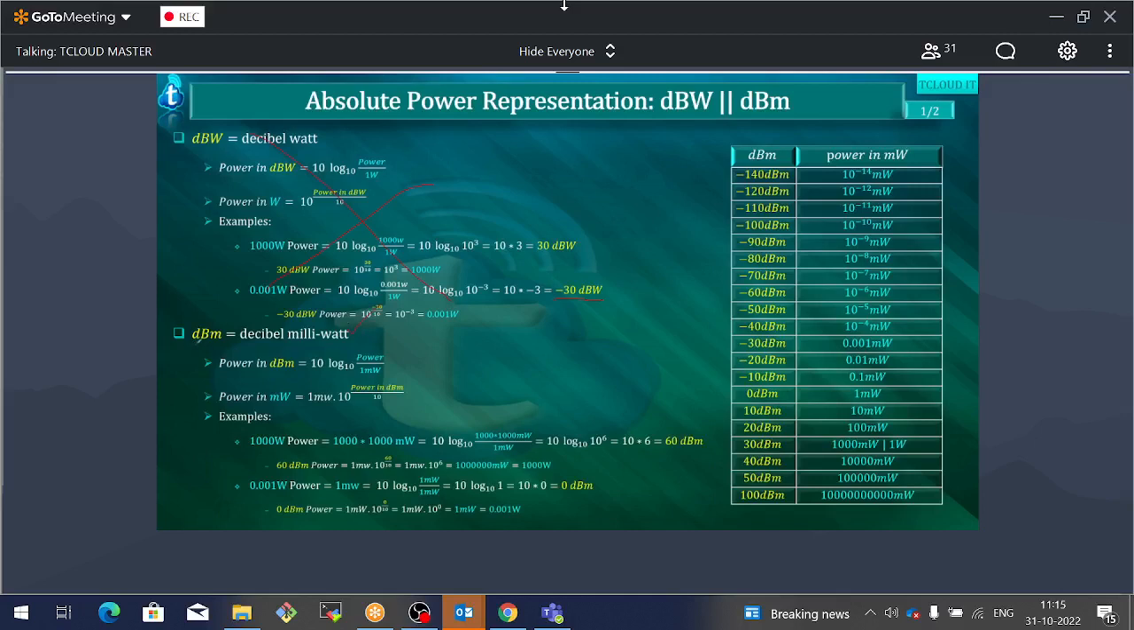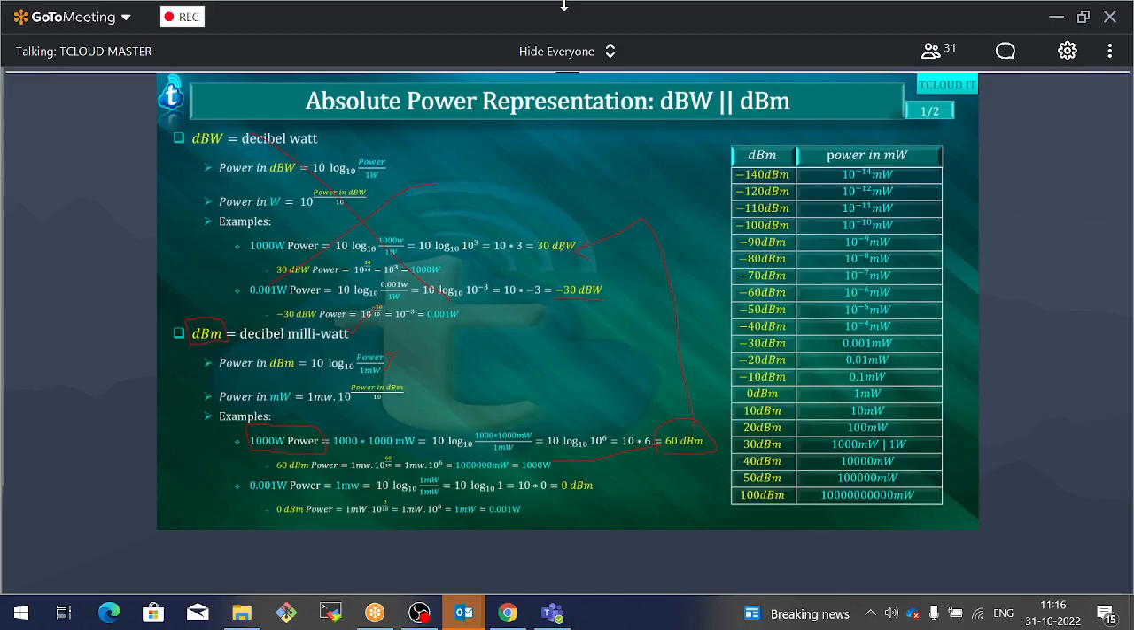So for that, the notation they brought out is dBm, decibel milliwatt, where power must be represented in logarithmic terms in milliwatts. For example, if you have to convert 1000 watts of power into decibel milliwatts, how would the value look? Because we need to convert watts into milliwatts, 1000 watts is 1000000 milliwatts. That becomes 10 power 6, 6 comes out, 10 into 6, 60 dBm. So 60 dBm is referring to 1000 watts, and 30 dBW is also referring to 1000 watts.